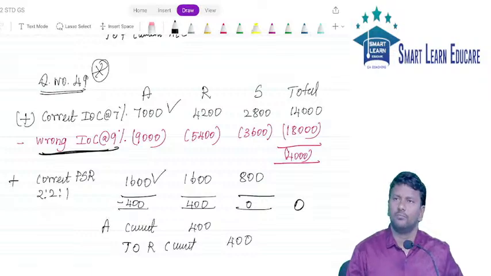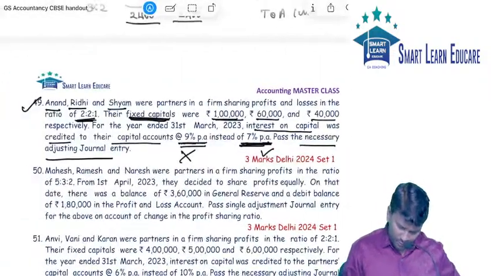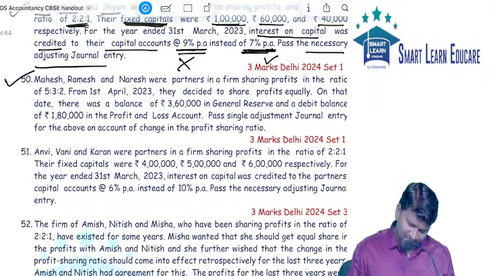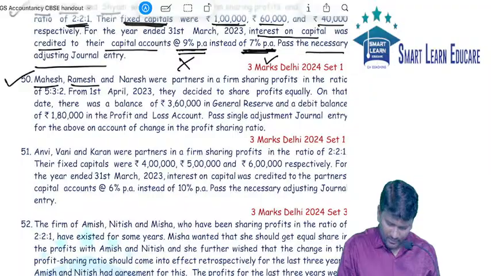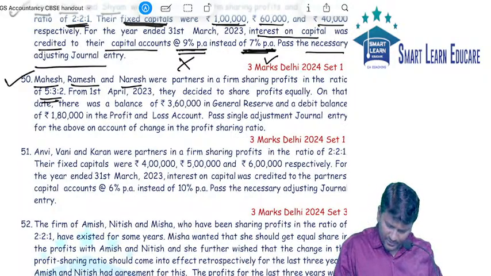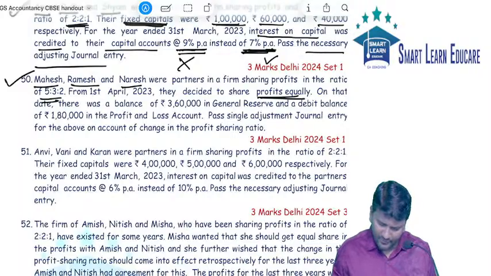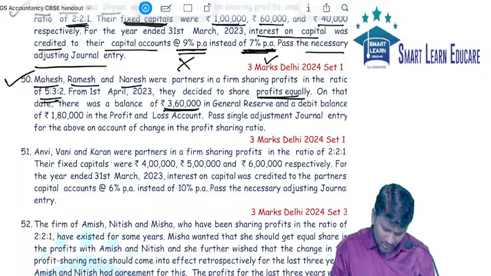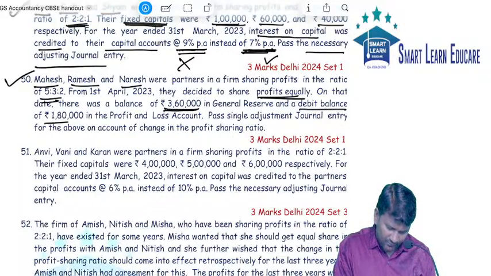Important question. So proceeding to the next question. Fifty, half century done. M, R and N are partners in a firm sharing profits and losses in the ratio of 5:3:2. They changed the profit sharing ratio and decided to share equally. On this date, there is a reserve of 3,60,000 and a debit balance of P&L of 1,80,000.